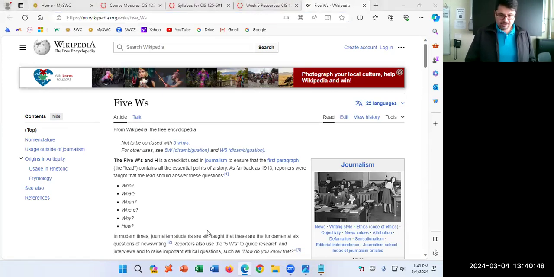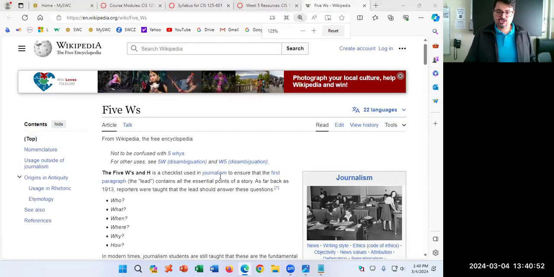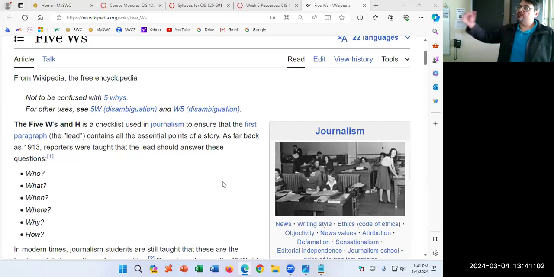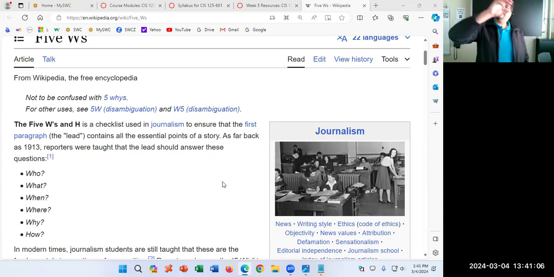class. The five W's is a checklist used in journalism or story writing to ensure that the first paragraph or the lead contains all the essential points of a story. So we're going to take this that comes from journalism, from newspapers, from articles, but we're going to take it and apply it for us for story writing because it has some very good starting points. Who, what, when, where, why, and how.